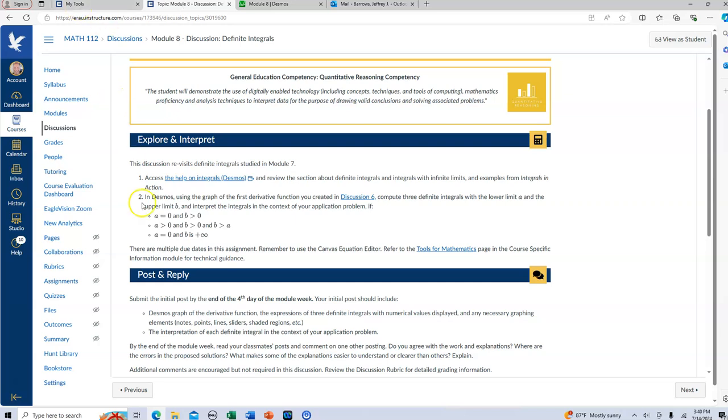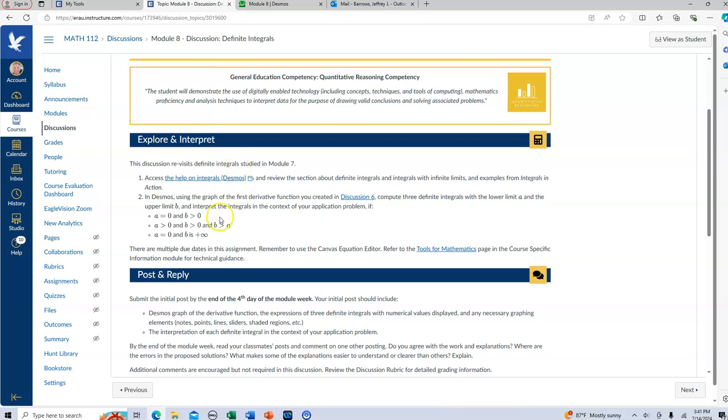If we look at line 2 in Desmos, using the graph of the first derivative function you created in discussion 6, we're going to compute 3 separate definite integrals. As a reminder, this is going to look very much like the notation you had for computing an antiderivative. It is the same notation, but now we are going to have lower and upper bounds, meaning that we are going to compute net signed area on an interval from a lower bound to an upper bound, which we will define for each one of these scenarios presented here. I'll talk a little bit about that net signed area idea when we get our first graph going here.